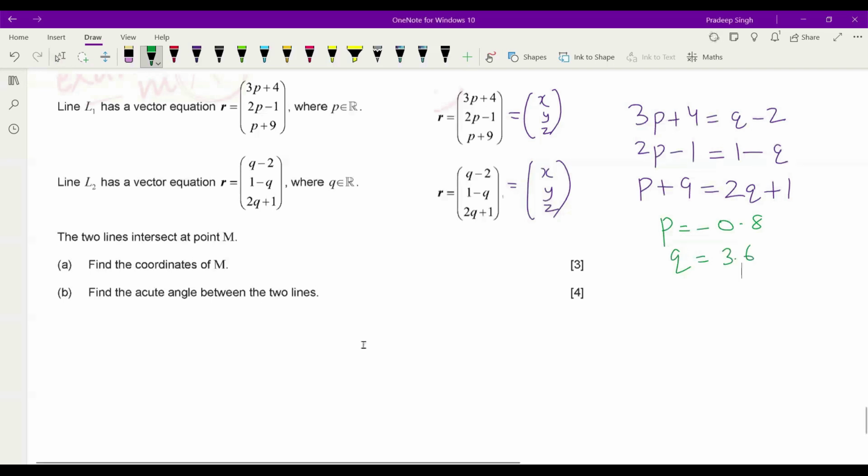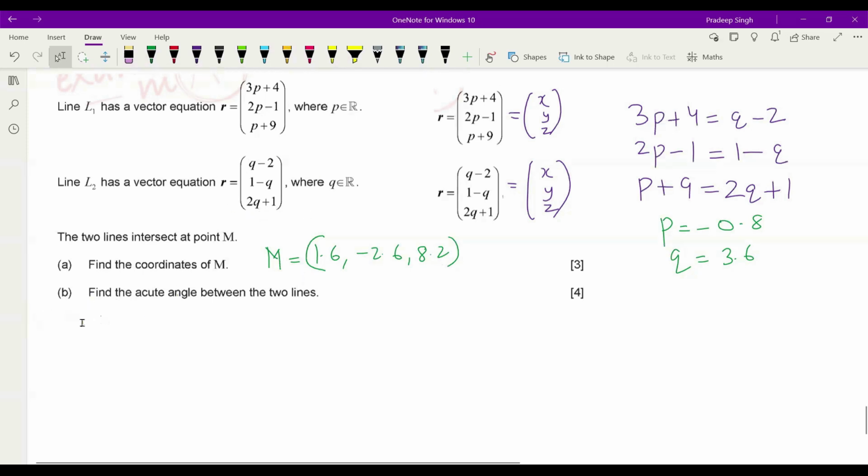Now in part A, we were supposed to find the coordinates. So what we need to do, either use p or q and put that in any of these equations. If we are using p, which is negative 0.8, put that in the equation for the first line. So in that case, the coordinate will be 3p plus 4, 2p minus 1, and p plus 9. After you put p is equal to minus 0.8, the coordinates which we get of point M will be 1.6, comma, minus 2.6, comma, 8.2. Now we will get the same answer if we put q is equal to 3.6, but that needs to be put in the second equation.